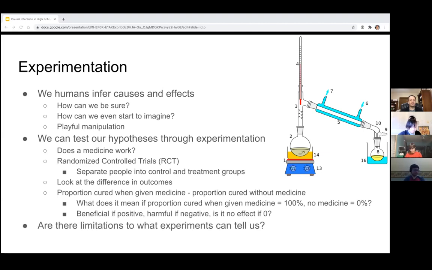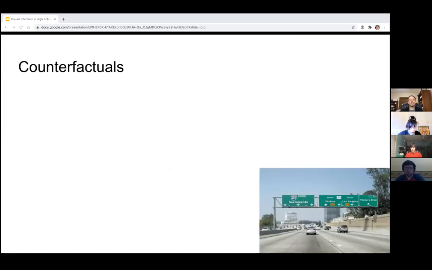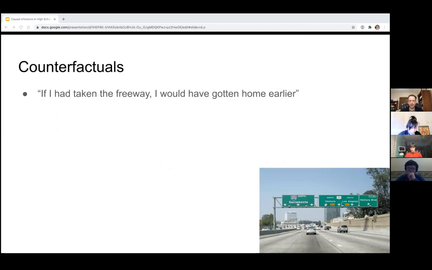Sorry, are there limitations to what experiments can tell us? And yes, that's one of the limitations. So we're going to talk about counterfactuals now. Interested in code, using code in math and science. Oh, so here. So counterfactuals. This is really a fascinating area that causality is tremendously helpful in understanding.